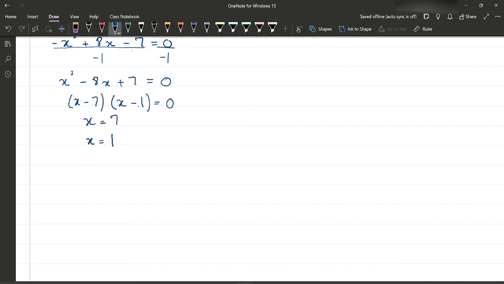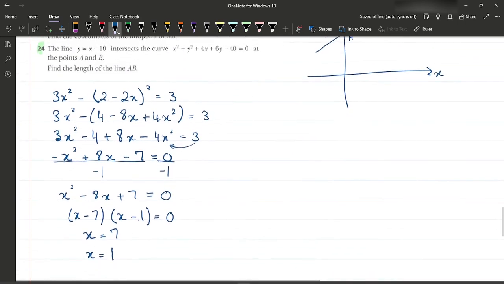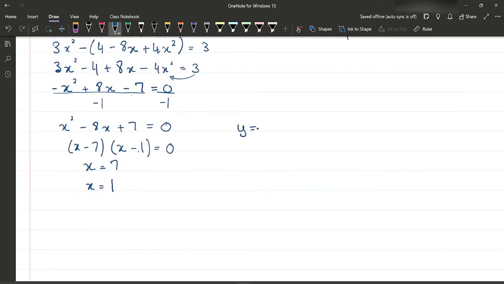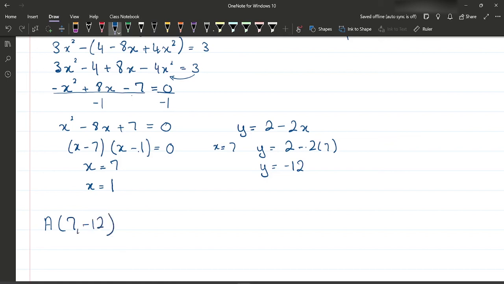Then the y value, if we just use this equation, remember, y equals 2 minus 2x. So now let's put x equals 7 here. So y equals 2 minus 2 times 7, which gives us minus 12. So for A, it doesn't really matter if it's A or not, but A could be (7, minus 12). Now let's look for B.